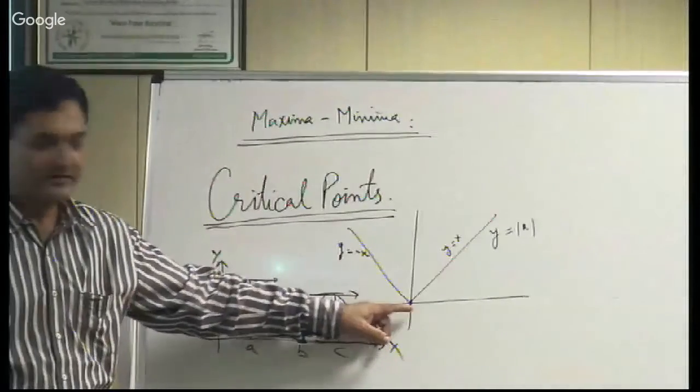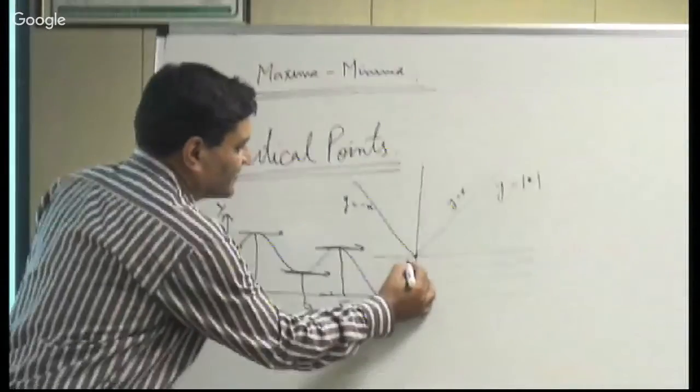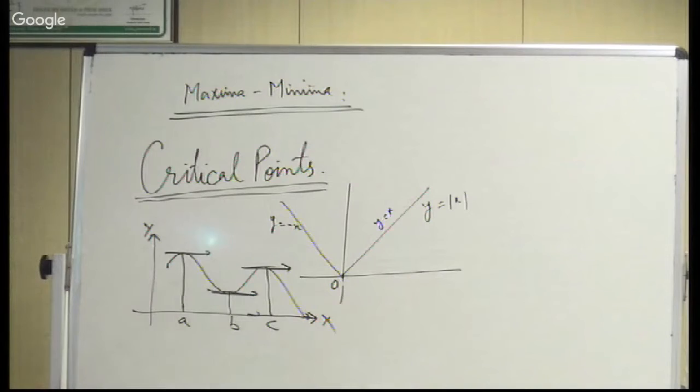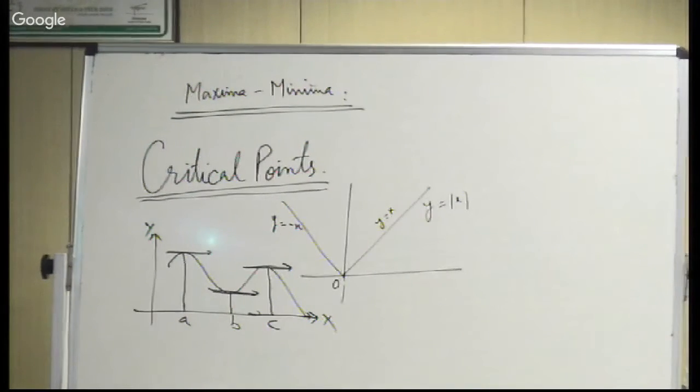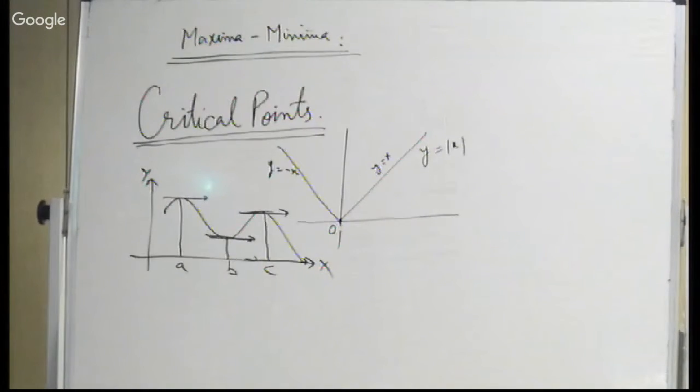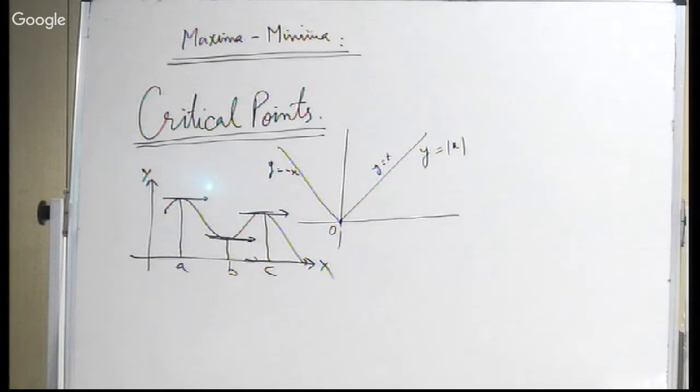So if you look at this function y equal to mod x, you will observe that x equal to 0 is a point of local minima. Because see, what is the lowest value which the function y equal to mod x takes? 0. Because everywhere the function is positive. So 0 is a point of minima. It is the point of local minima as well as a point of absolute minima.